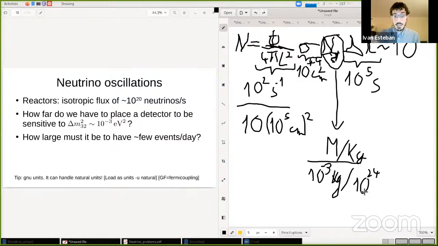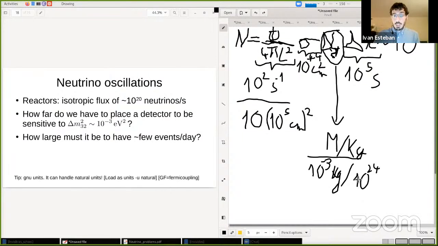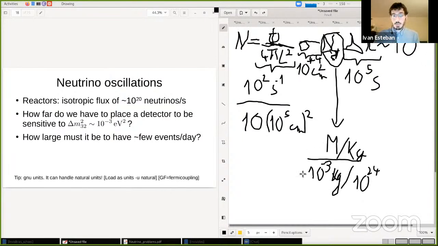And this is a simple way of estimating the mass of a proton in kilograms. Now, if we put all these factors, we know everything here except for this mass. You can do the computation, it's very simple. And we get that the mass of our detector must be of order 10 to the 3 kilograms. So we have to put a 1-ton detector 1 kilometer away from the reactor to observe neutrino oscillations.